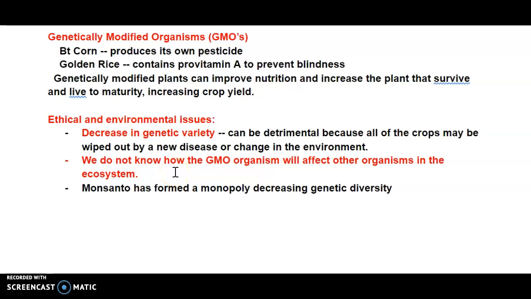And then you have things like Monsanto, who has formed a monopoly. That's a company that makes seeds, produces genetically modified seeds, pesticides, herbicides. They kind of have a monopoly on all that farming stuff. And they have decreased genetic diversity. They're pretty much forcing farmers to use their corn, their seed, and they won't allow them to bring in others. So Monsanto has formed a monopoly out there, and that's another danger with the GMOs.